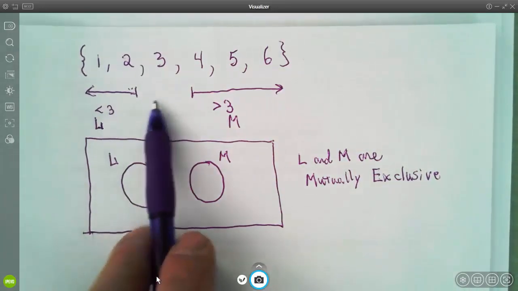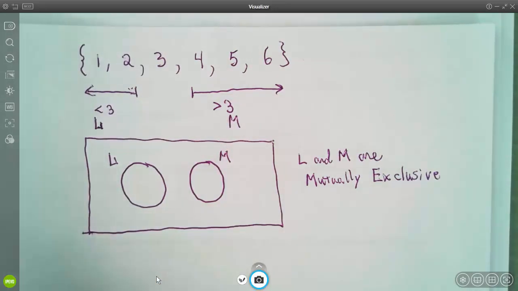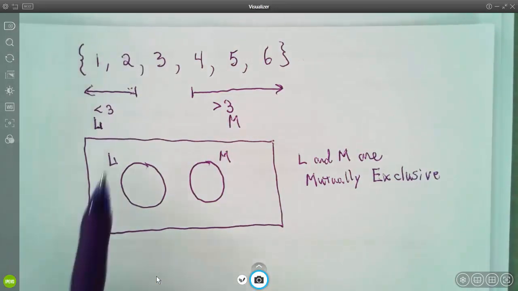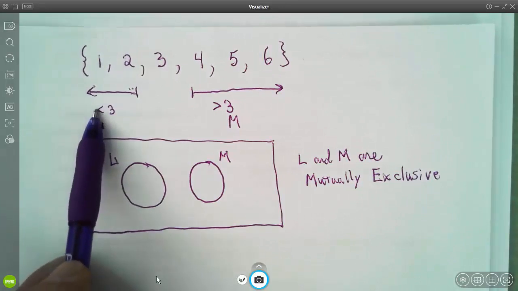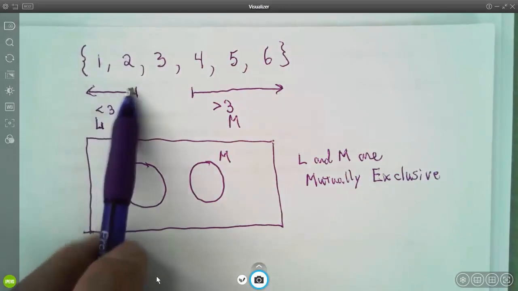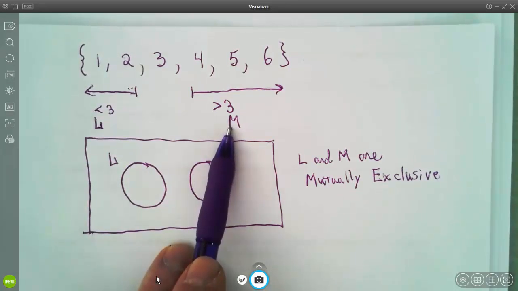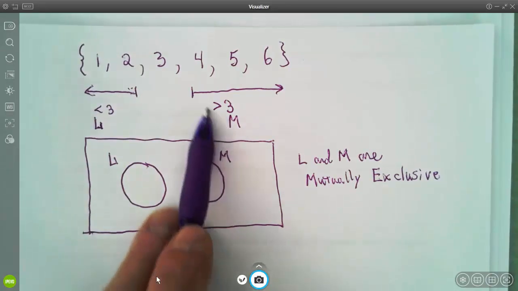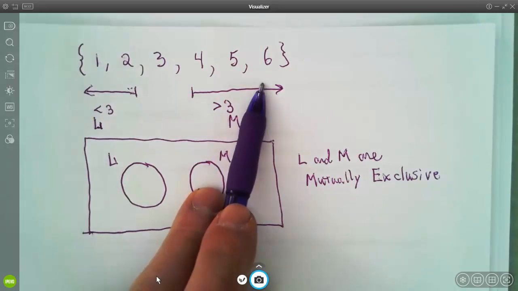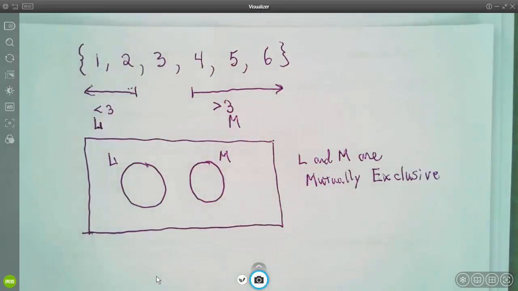Suppose we're going to roll the die again, and this time we're going to say that the event L is that the roll comes up to be less than 3, so a 1 or a 2. The event M is that the roll comes up to be more than 3, so 4, 5, or 6. What's the probability that either L or M occurs?